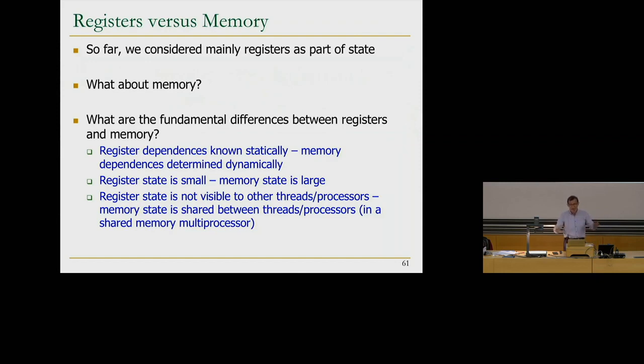If you look at other threads or processors, they don't share the registers normally. Whenever you write a multi-threaded program, for example, different threads don't share registers. So you don't need to worry about them. But memory state in a shared memory multiprocessor, which is most of what multiprocessors are today, is shared between different threads and processors. And this could cause headaches if you update memory state in an out-of-order manner. But we don't want to update memory state out of order anyway. But we're not going to tackle this one. But this is another difference between registers and memory.